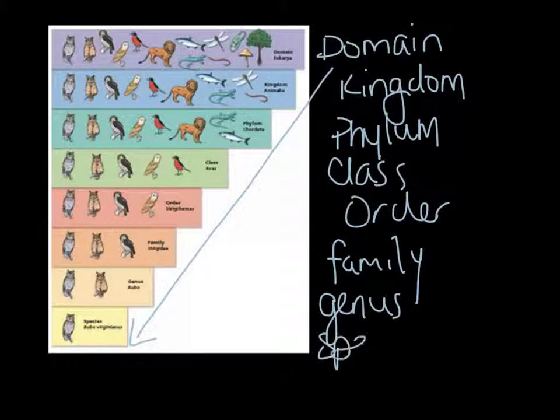And let's keep in mind that when we talk about binomial nomenclature, which two levels are we talking about? Binomial nomenclature uses which two levels, Jackie?